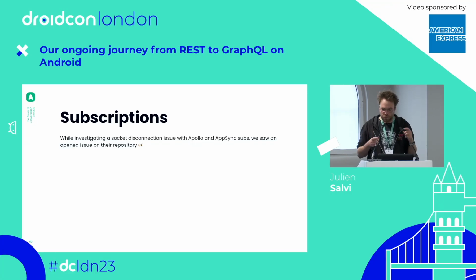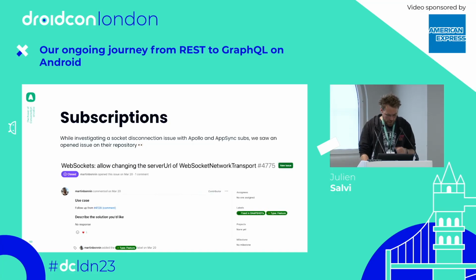With that, we were happy and said, okay, we found a first solution to reopen the WebSocket. But a few months after, some clients still complained that they were not receiving messages in real time. The WebSocket looked dead on the client side. So we investigated this socket disconnection issue, and we saw some WebSocket subscription issues on the Apollo repository.